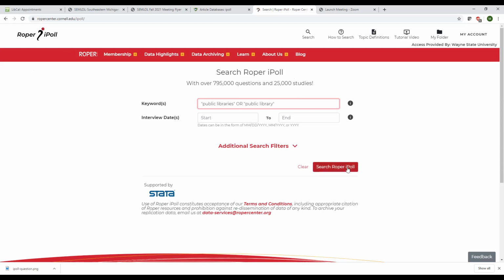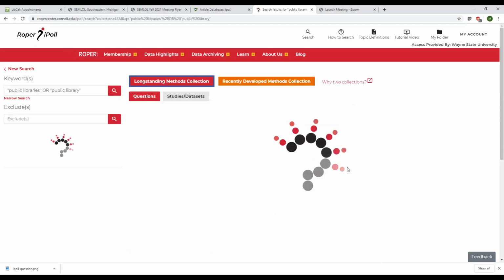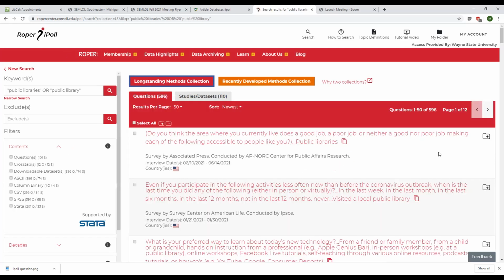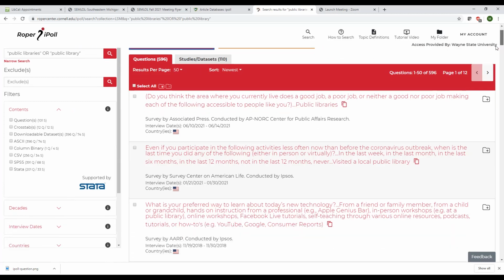Is this mentioned in any of these polls? Alrighty, so kind of a lot. Questions, 596 and 110 data sets. That sounds nice. But let's say, if you're going to choose a data set for your class to analyze, I think if it has some questions about libraries, that would make a great data set. So that's why I did this search.